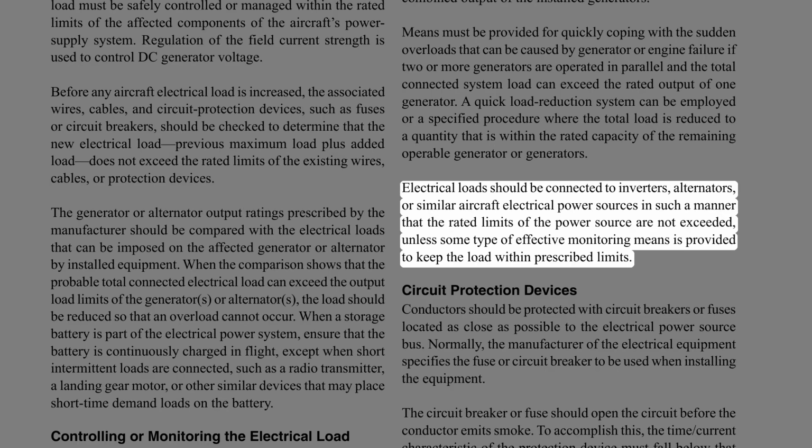Electrical loads should be connected to inverters, alternators, or similar aircraft electrical power sources in such a manner that the rated limits of the power source are not exceeded, unless some type of effective monitoring means is provided to keep the load within prescribed limits.